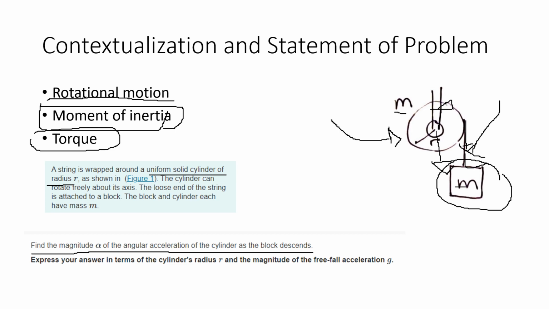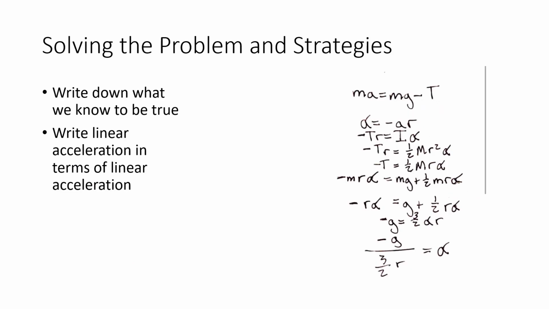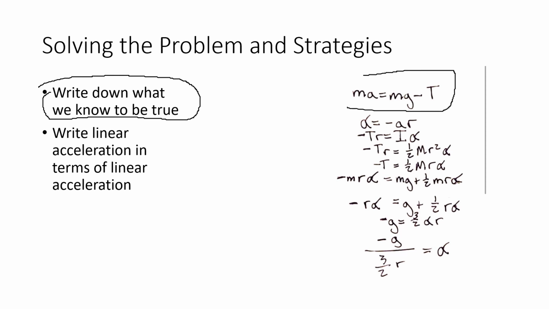So, to solve this problem, there are a few things that we want to do. One of them is to write down what we know to be true, basically the givens in this sort of question. So we know that ma equals mg minus T, and we know this to be true when we sum the forces on the block.